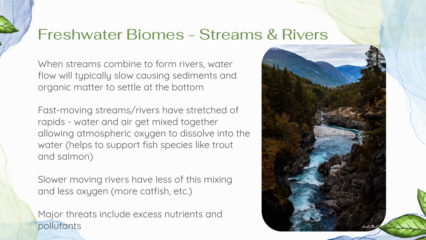When streams come together to form rivers, the water flow typically slows down, which causes sediments and organic matter to settle in the bottom. In fast moving streams and rivers, you'll find stretches of rapids where water and air mix together. This mixing allows for a high amount of atmospheric oxygen to dissolve into the water, which supports fish like trout and salmon. Slower moving rivers have less of this mixing and therefore less oxygen. A major threat to this biome is the presence of excess nutrients and pollutants.